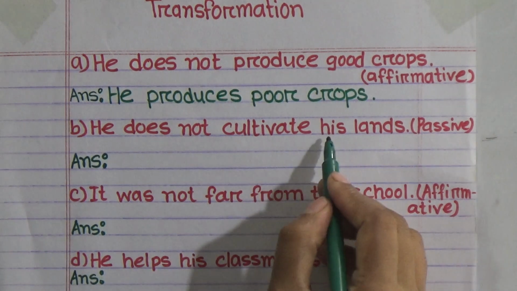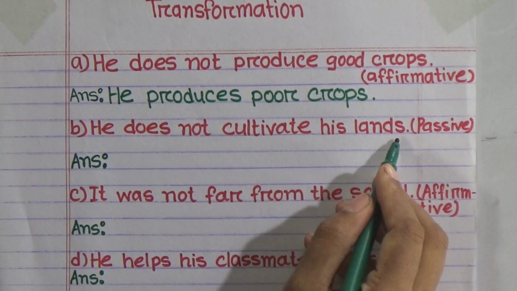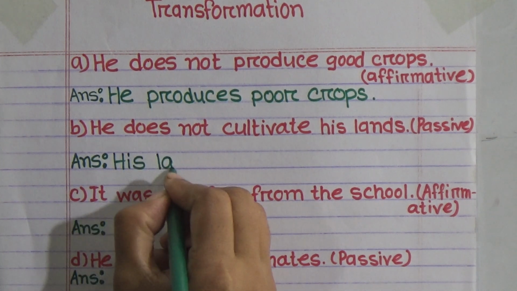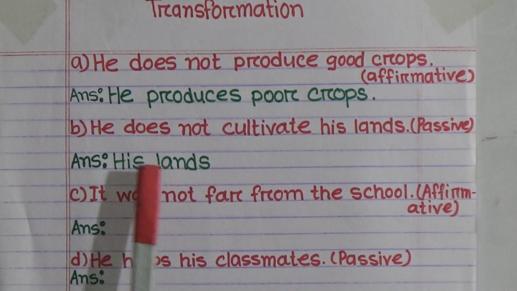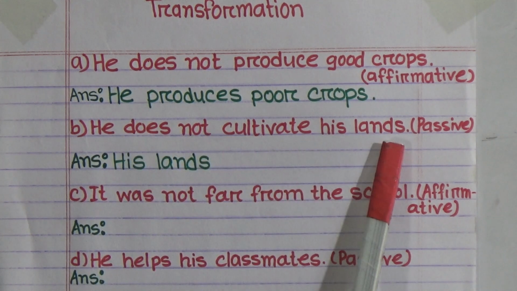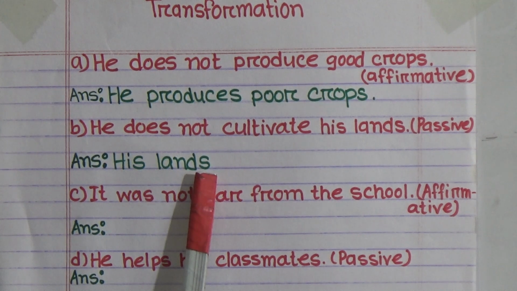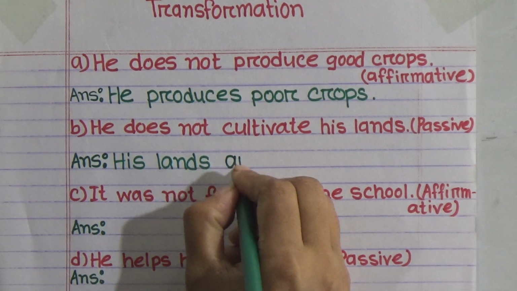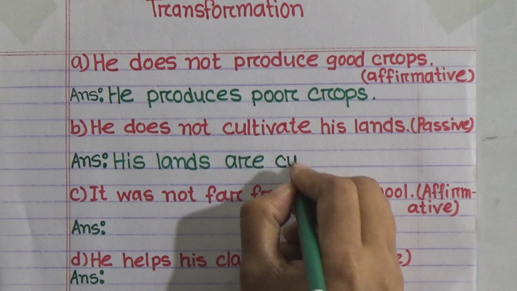Now I am writing the subject. Here we have to choose his lands as subject. It is the object in the given sentence, we have to write it as subject, his lands. Now students, we have to choose an auxiliary verb. So what can this be? This is in present tense, so we have to choose am, is, are. So his lands means lots of lands, so it is plural, so we have to write the plural verb. So verb will be are, his lands are. His lands are, then past participle form of the principal verb, it will be cultivated.